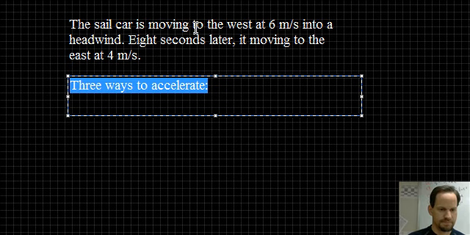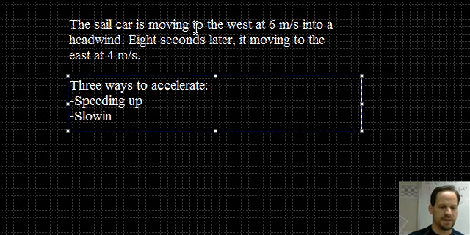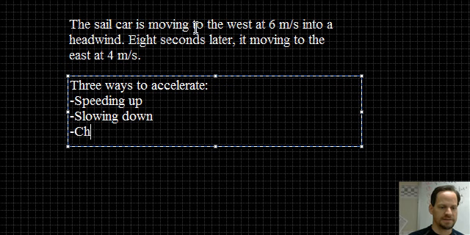acceleration. Remember that there are three ways to accelerate. Okay, we've got speeding up, slowing down, and this is the one that usually surprises students, changing direction. So these are three ways to accelerate. But that doesn't really give us the definition of acceleration. So let's look a little more closely at the definition for acceleration.